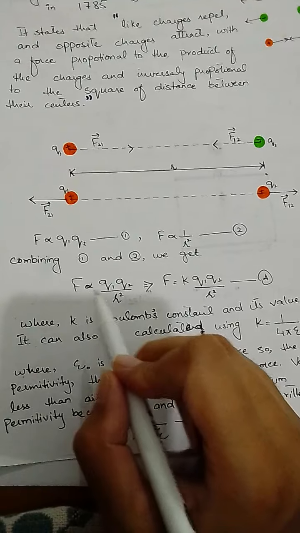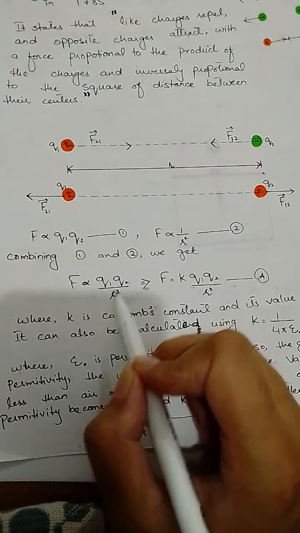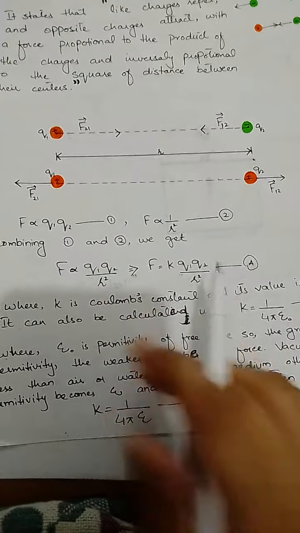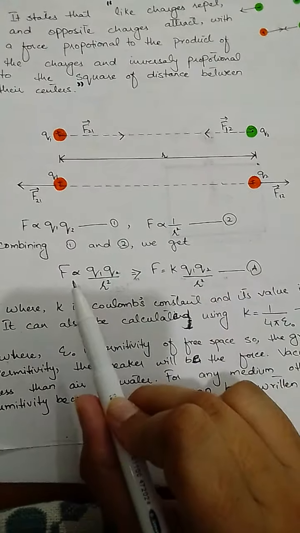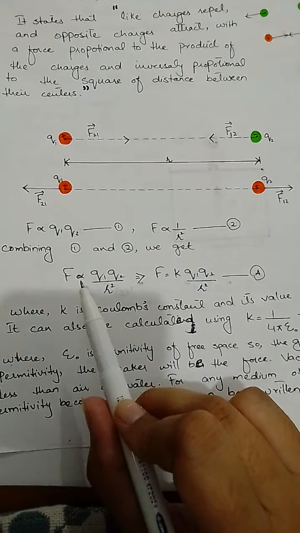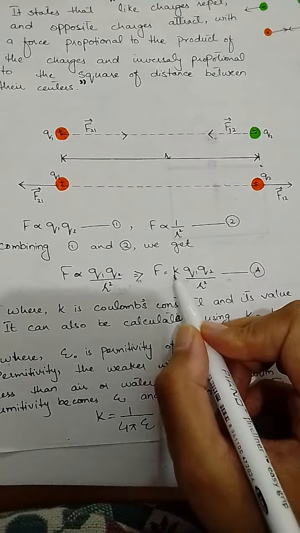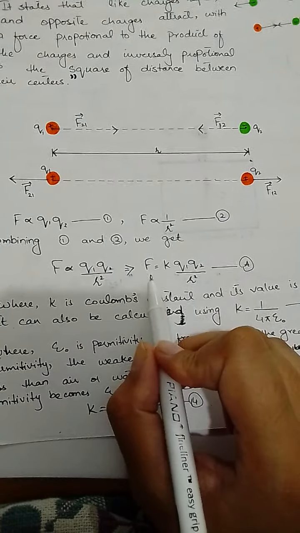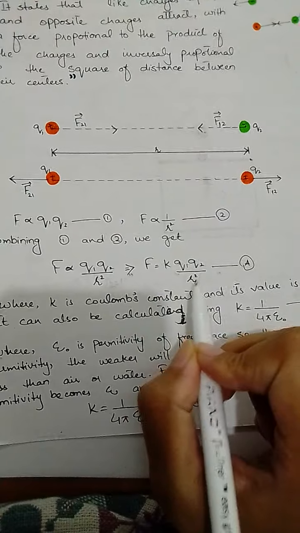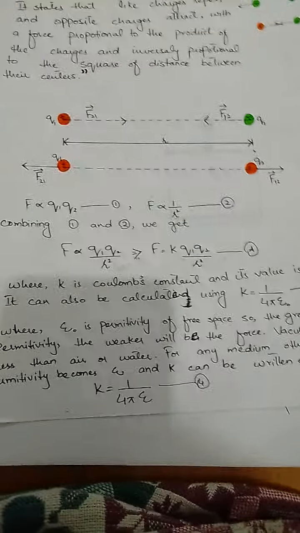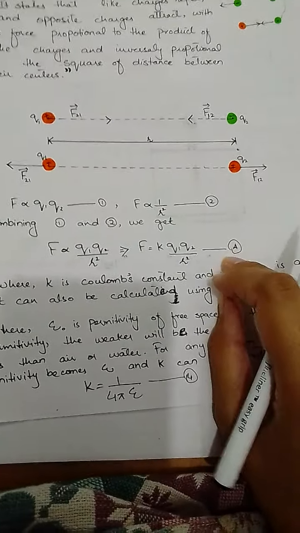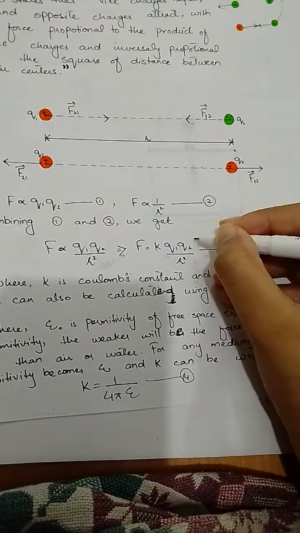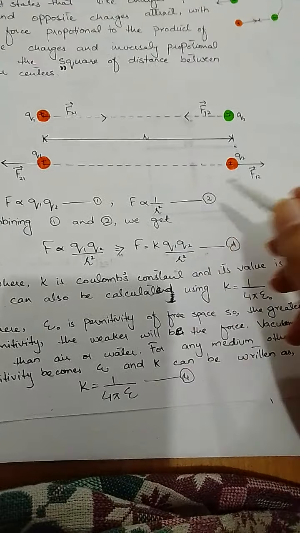F is directly proportional to Q1 Q2 divided by R squared. That is what we've got from these two equations. Okay, now just getting rid of this proportionality sign, we're going to get a constant over here. If we remove this proportionality sign, we get F equals K Q1 Q2 by R squared. This is our final equation, and you can say it is the most important formula for electrostatics for your book.